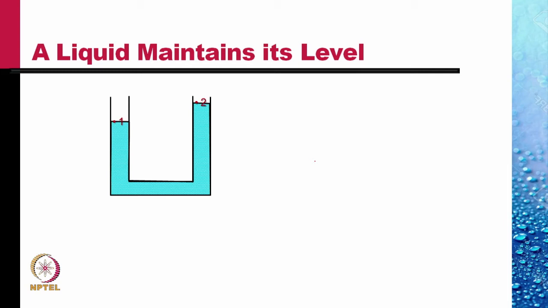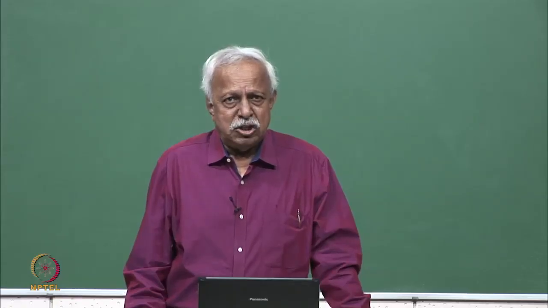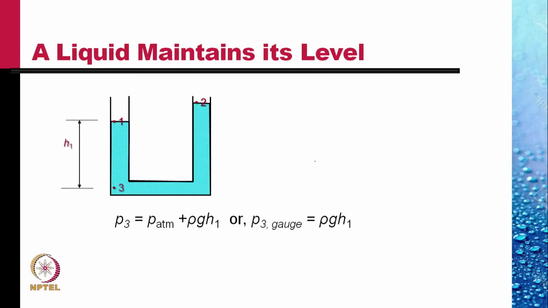How do we show this? We show it using the fact that we have already obtained that the pressures at the same horizontal level are the same in a liquid. Point 3: the pressure at point 3 is P atmosphere, which is the pressure at 1, plus rho g H1, using the variation in vertical direction, the hydrostatic pressure law, which we derived earlier. So P3 gauge, the pressure above atmosphere, is rho g H1.